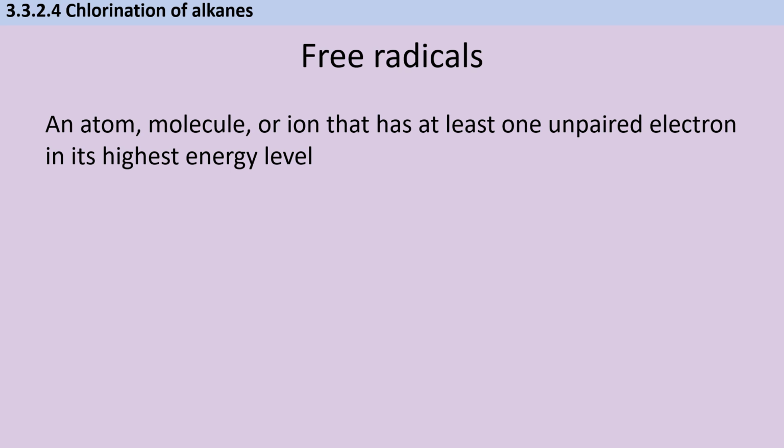A free radical is a species that has at least one unpaired electron in its highest energy level, making it unstable, short-lived and highly reactive. We represent the unpaired electron using a single dot.